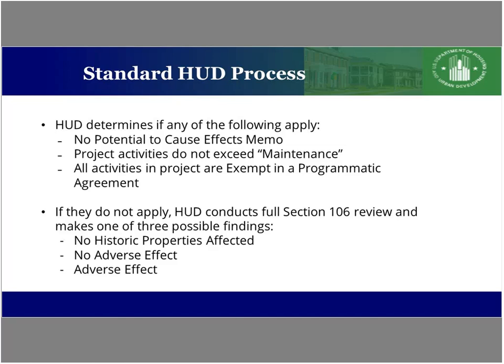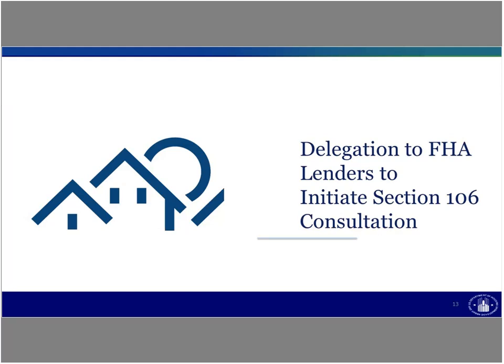But if those do not apply, HUD conducts full Section 106 review and makes one of three possible findings: no historic properties affected, no adverse effect, or adverse effect. And if there's an adverse effect, it must be resolved through consultation to, again, avoid, minimize, or mitigate the adverse effect. So we want to focus today on HUD's delegation to FHA lenders to conduct and initiate Section 106 in certain circumstances.